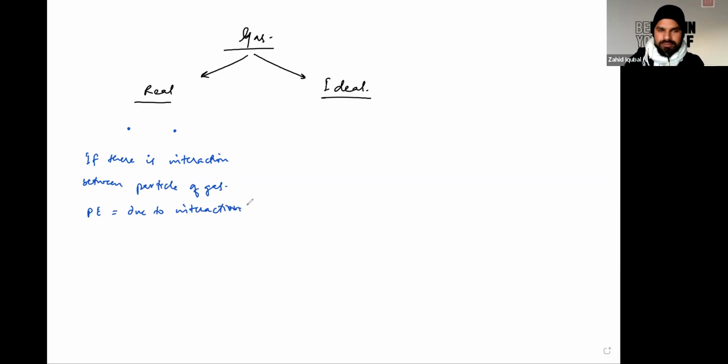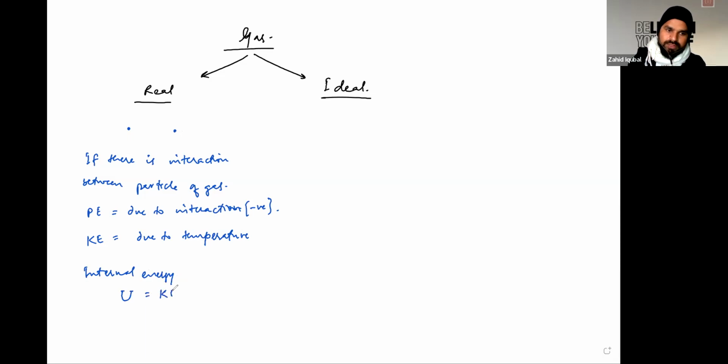And you must have learned about force and gravitational force. That will be attractive force. So a force that is attractive in nature will be taken as negative, and consequently potential energy for attractive force will be negative in nature. So potential energy due to interaction between particles will be negative. Again, it will have some kinetic energy due to temperature of the system. If you add these two energies for any particular gas, it is termed internal energy. So internal energy denoted by U is equal to kinetic energy plus potential energy. Is it clear?